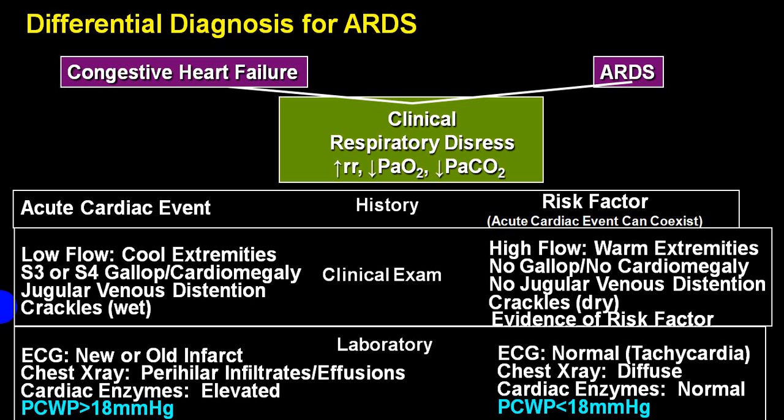ECG will show tachycardia. Chest X-ray will show diffuse infiltration and peripheral infiltration. Cardiac enzymes by and large are normal, and pulmonary capillary wedge pressure is less than 18. This becomes a very important thing to differentiate. In case of ARDS, we will come across severe hypoxia, where the ratio of PaO2 to FiO2 will be less than 300, and in ARDS it will be less than 200. The person will have severe hypoxic hypercarbia. In the initial stage, it will be hypoxic hypocarbia and tachypnea.